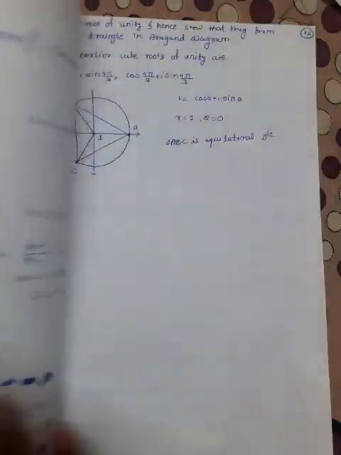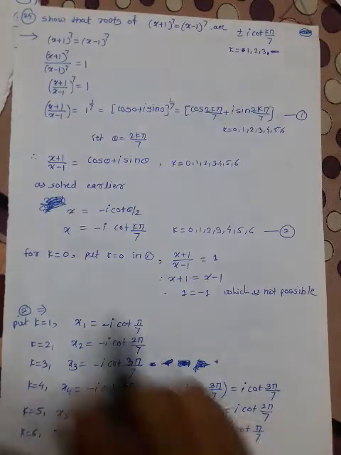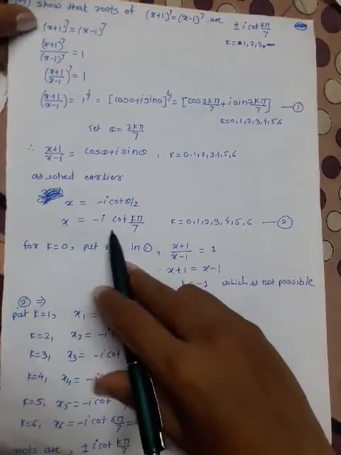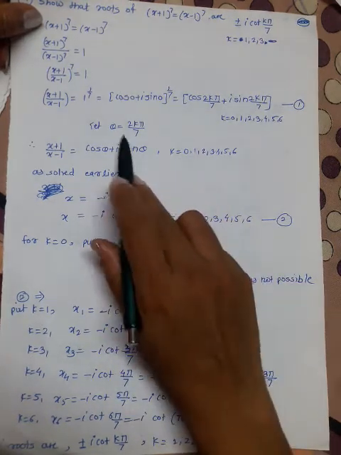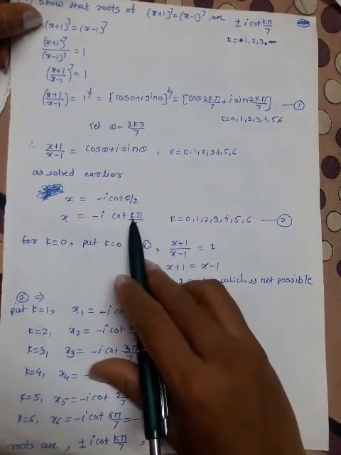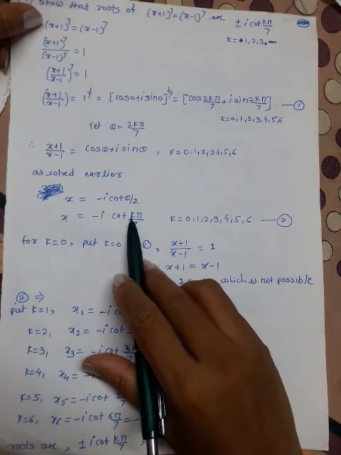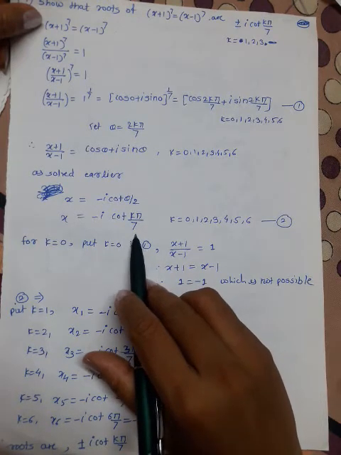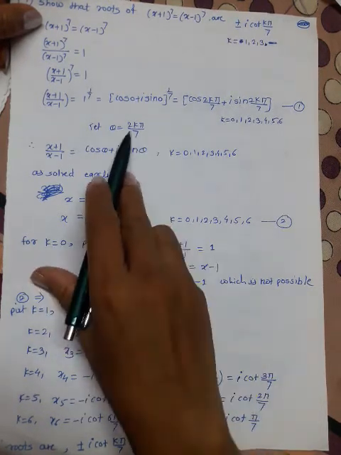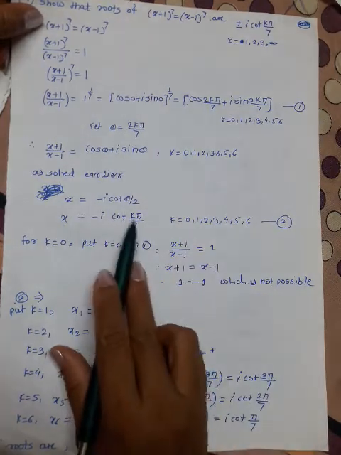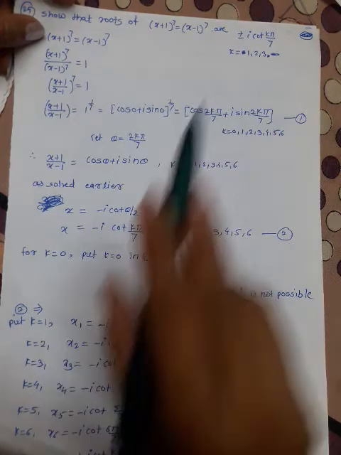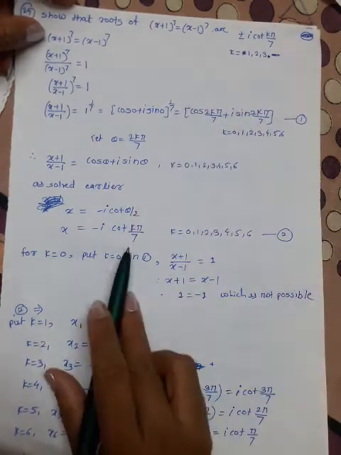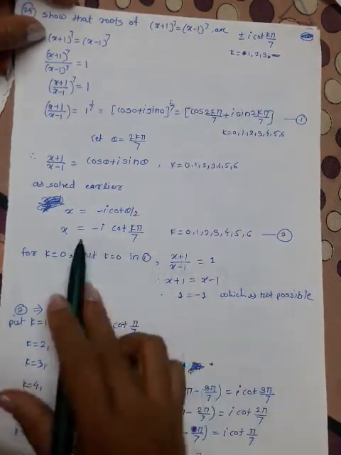Therefore the answer for this is x is equal to minus i cot theta by 2. Again theta is replaced by 2k pi by 7 here, therefore it becomes 2k pi by 7. Again the 2 and the 2 get cancelled, therefore the answer is only k pi by 7. We have to show this answer.